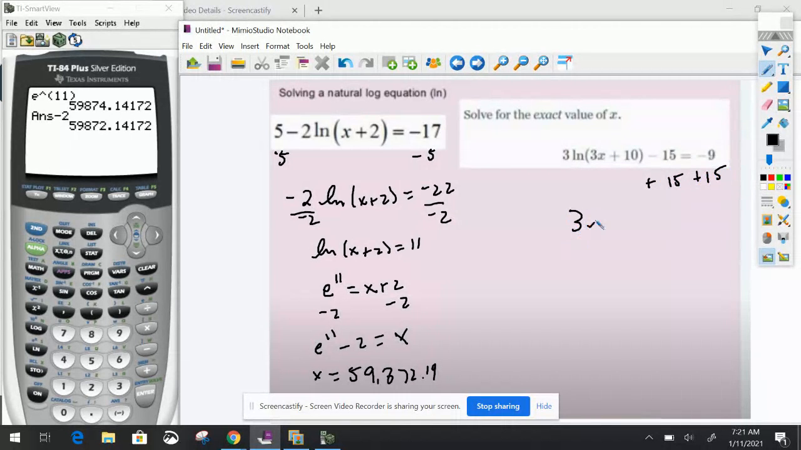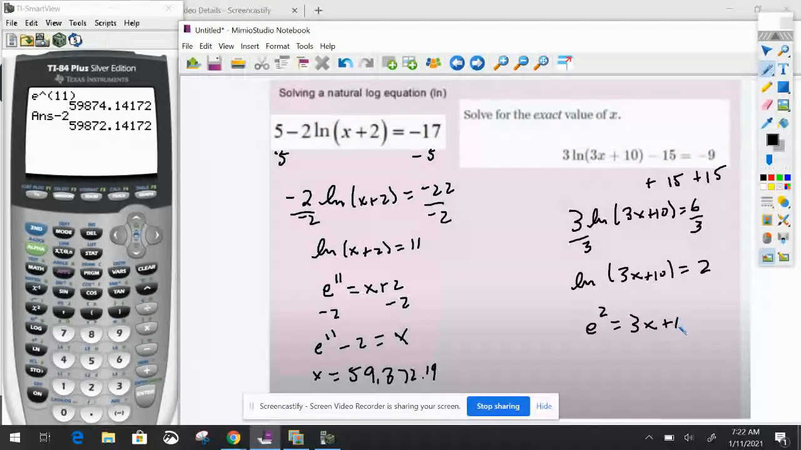So again, taking a look at another example, you've got plus 15. You've got 3 natural log of 3x plus 10 is equal to 6. I'm going to divide by 3. Gives me natural log of 3x plus 10 is equal to 2. What's the base? e to the second equals 3x plus 10. The key is knowing anytime you see ln, it means the base is e. And again, e is a number that we learned at the beginning of this chapter.